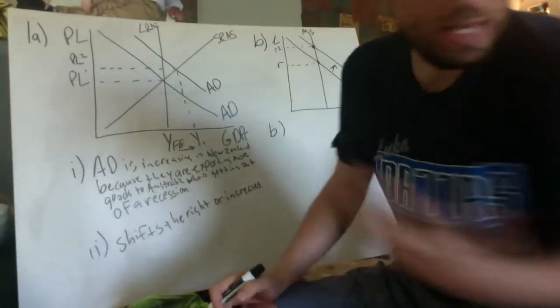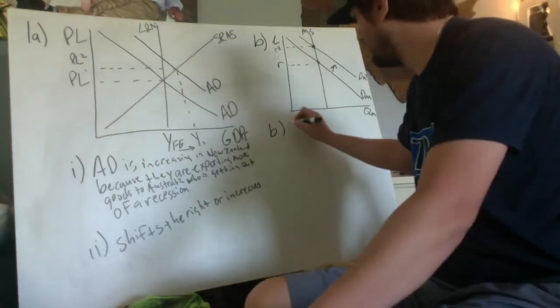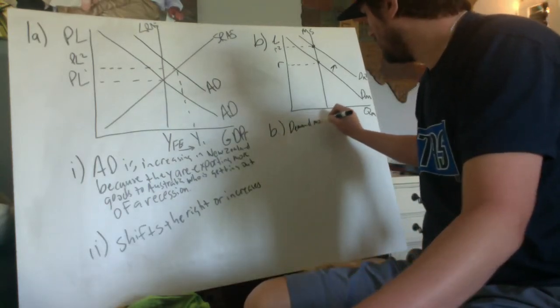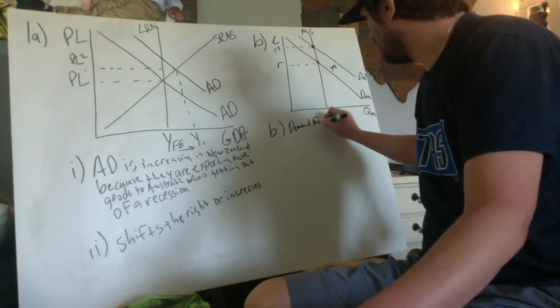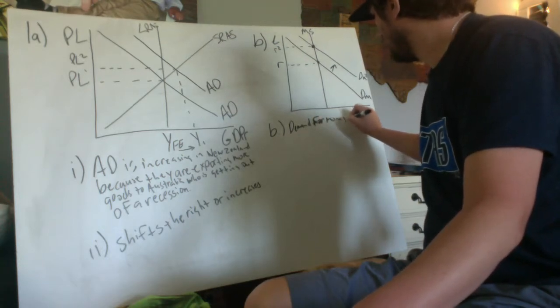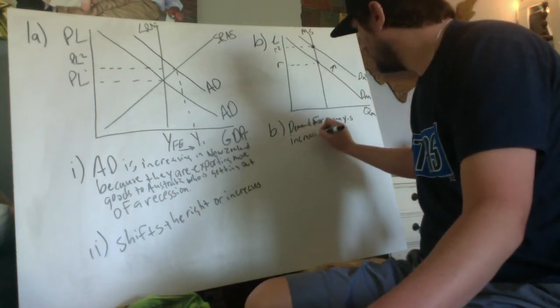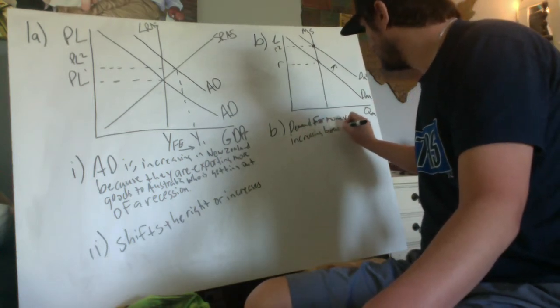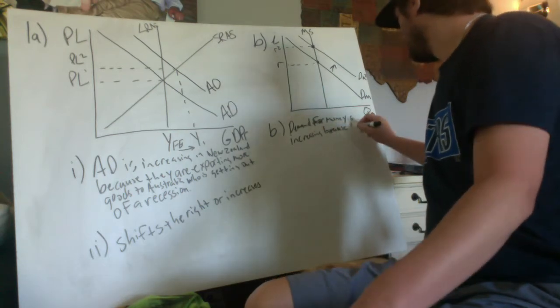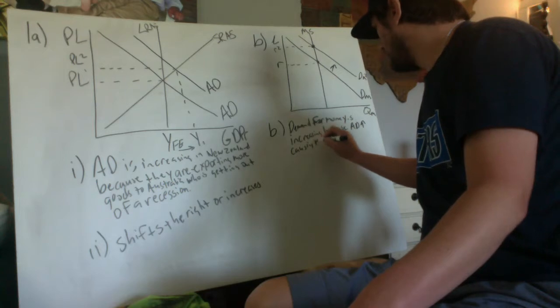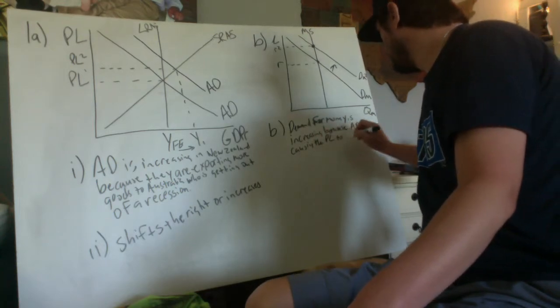Now let's look at B. Okay, let's look at B. This is for B, but we've got to explain it. Okay, so the demand for money. So it says explain. Demand for money is increasing because aggregate demand is increasing, causing the price level to increase.